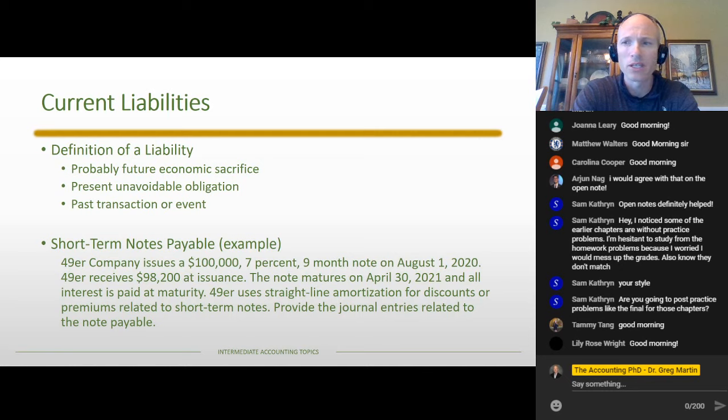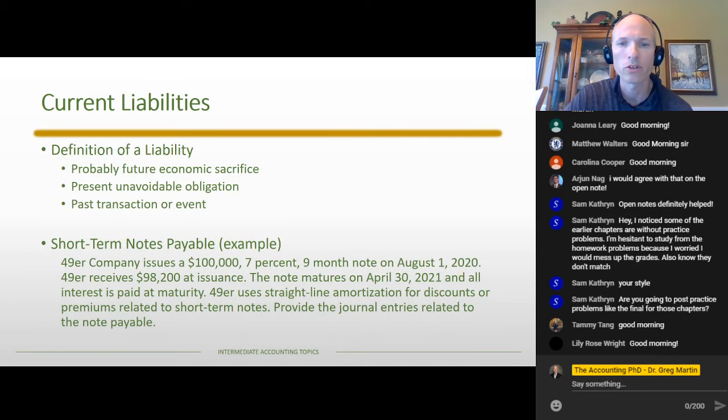And then probably the biggest example that we went over, and one that I think lends itself to getting your feet wet in intermediate 2, is a short-term notes payable. They issue a $100,000 note. It's a 7% interest-bearing note. It's a 9-month note. They received $98,200 at issuance, and there's a maturity on April 30th, 2021, and interest is not paid until maturity. If you recall, when you have a short-term note, you can use the straight line method to amortize discounts and premiums. If you have a long-term note, that is not an option. You must use the effective interest method. But for this example, because it's short-term, they can and do use the straight line amortization method.